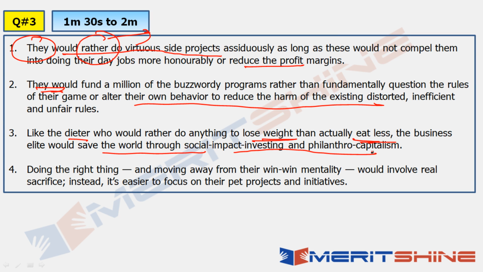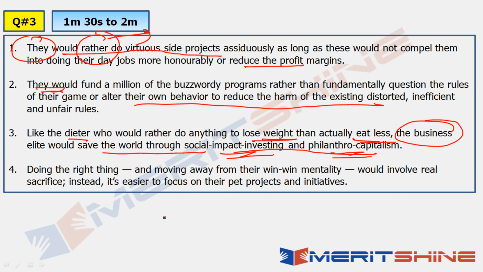Like the dieter who would rather do anything to lose weight than actually eat less, the business elite would save the world through social impact investing and philanthrocapitalism. Now, this definitely seems to be the sentence where they are introducing the concept, the idea, what are they talking about, of whom are they talking about, isn't it? So when we look at this, like the dieter who would rather do anything to lose weight, who are we talking about? We are talking about the business elite, who would save the world through social impact investing and philanthrocapitalism, by investing in social projects, by investing in those virtuous side projects, maybe, that has been referred to in 1 and 2, buzzwordy programs. So that has been referred to later also.